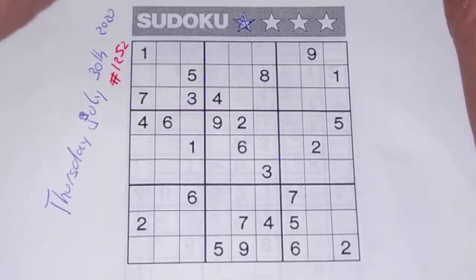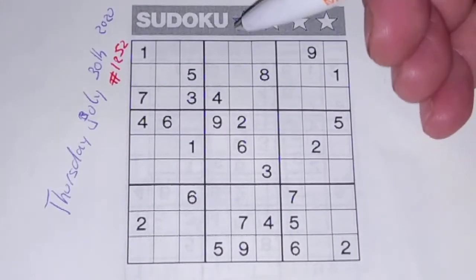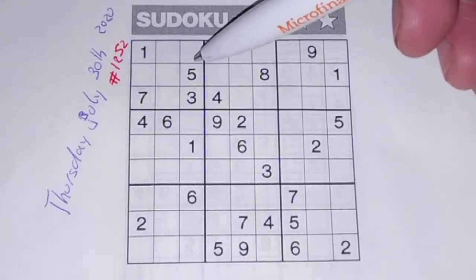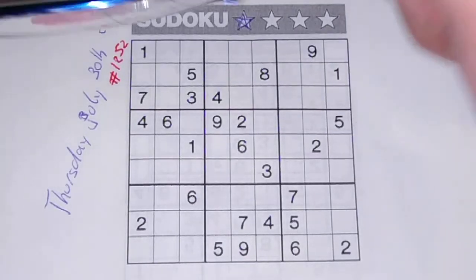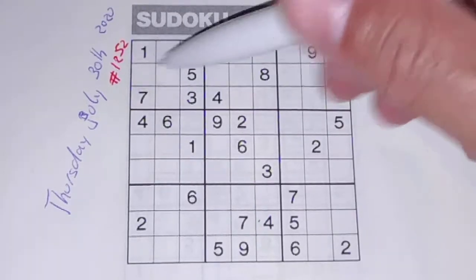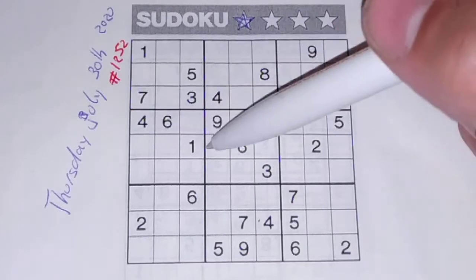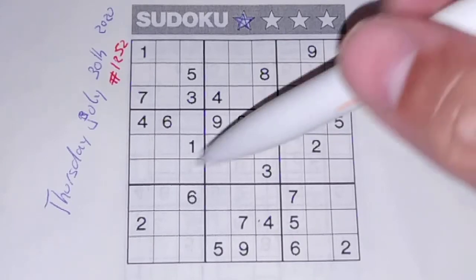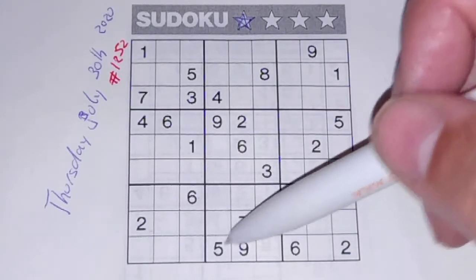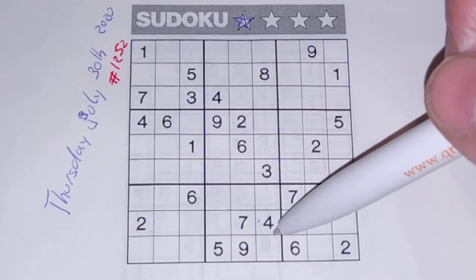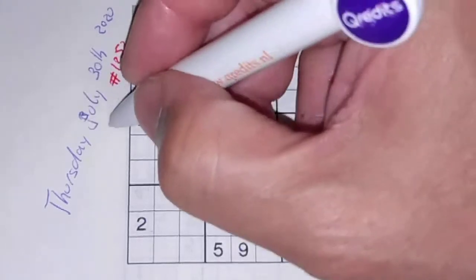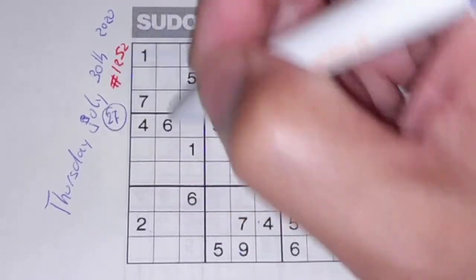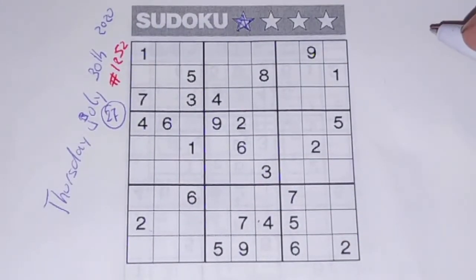And before I start, I always count the numbers, the printed numbers. Let me count. We have 4, 6, 8, 11, 15, plus 2, 17, plus 2 is 19, plus 4 is 23, plus 4 is 27. We have 27 printed digits in this Sudoku. Alright, so let's get started.